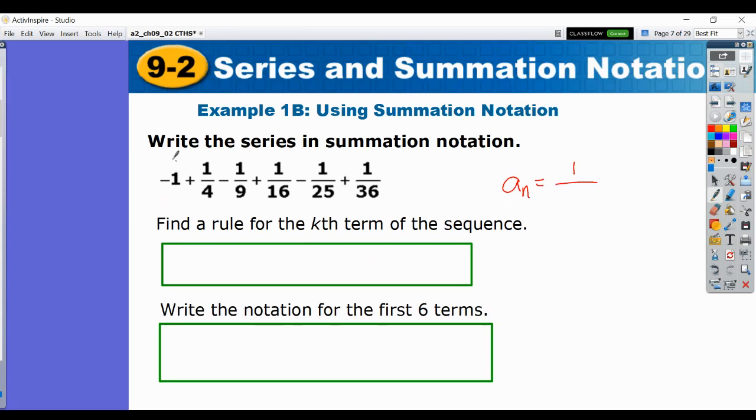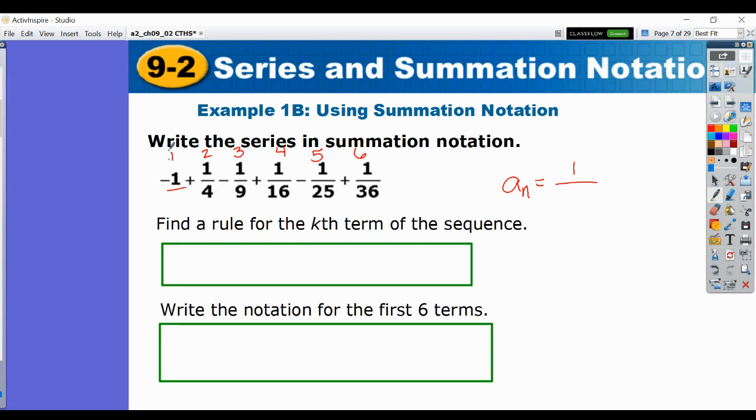And then what's on the bottom? This is my first. Sometimes it helps me to write out what term number I'm looking at. So this is a 1, my first term, second term, third term. How is my number down here related to the term number? So 2, 3, 4, 5, 6. Do you see that relationship there?